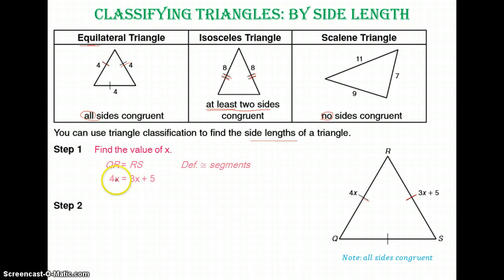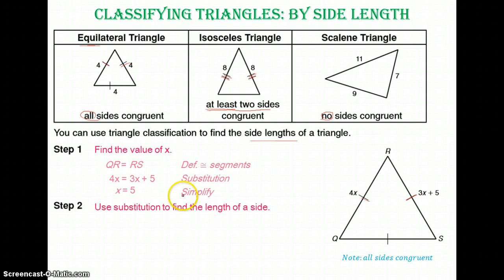So next we've got 4x equals 3x plus 5. And we got to this step by using substitution. So QR, we substitute with 4x, and then RS we substitute with 3x plus 5. Now we need to solve for x. If we subtract 3x from both sides, we end up with x equals 5, and that's our simplification, just moving like terms around. So to simplify, we have x equals 5. So now that's great. What are we going to do with it?